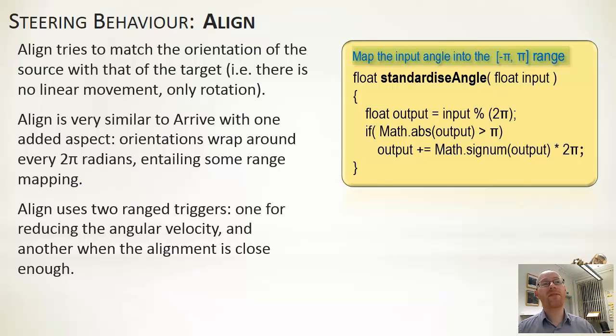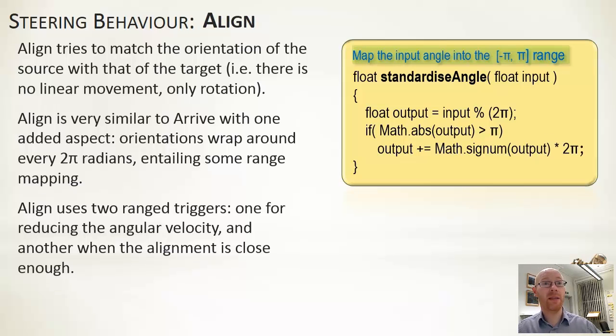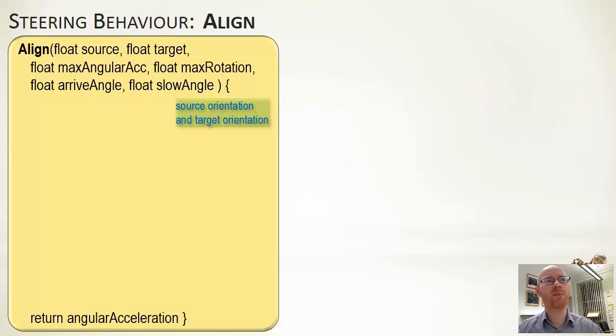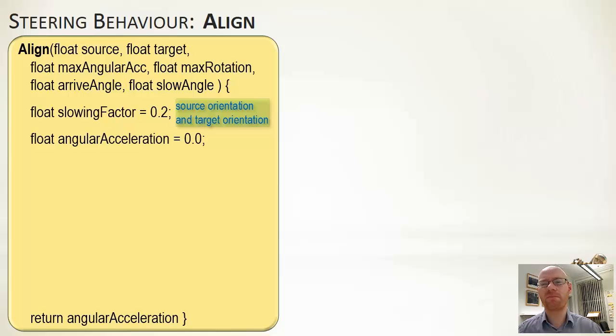So here we have the code. It's going to be very, very similar to the arrive one. We're not passing in vectors here for the position, we're passing in our source orientation and our target orientation. We've got a maximum angular acceleration, a max rotation, arrive angle, slow angle. Again, we have a slowing factor. It can be passed in as a parameter if you want it to. And we have our angular acceleration. How fast do we want to change, what strength do we want to change the rotation?